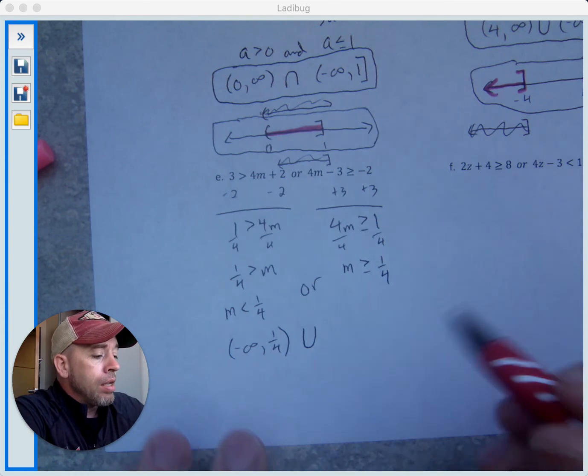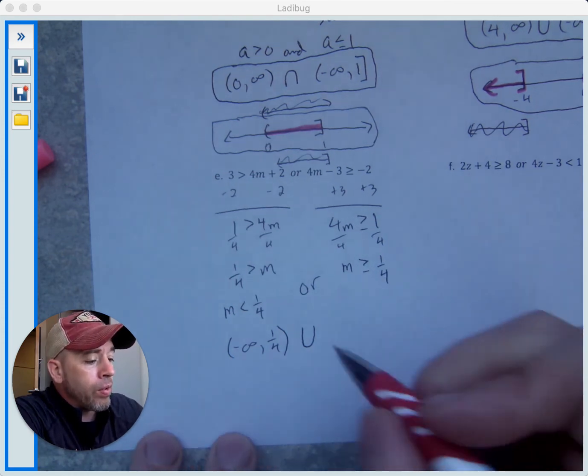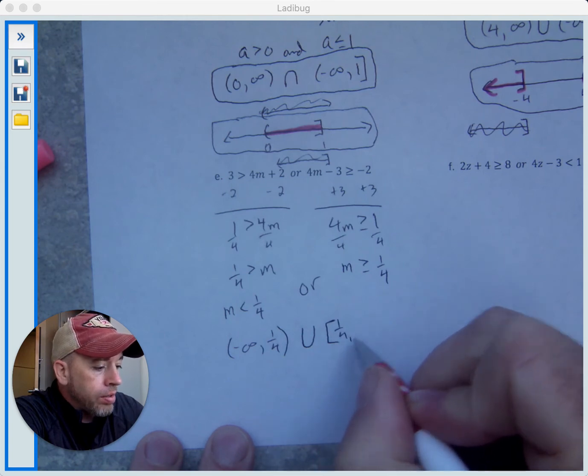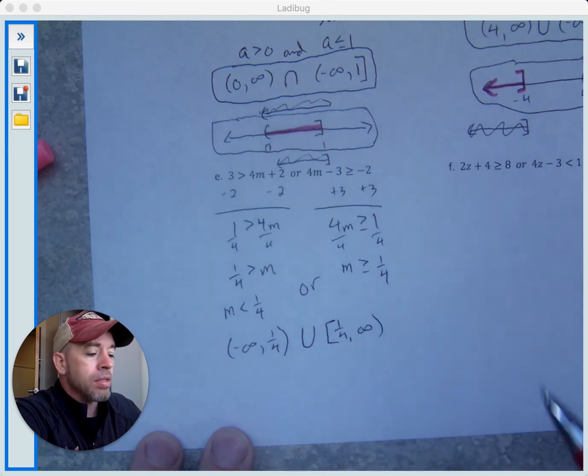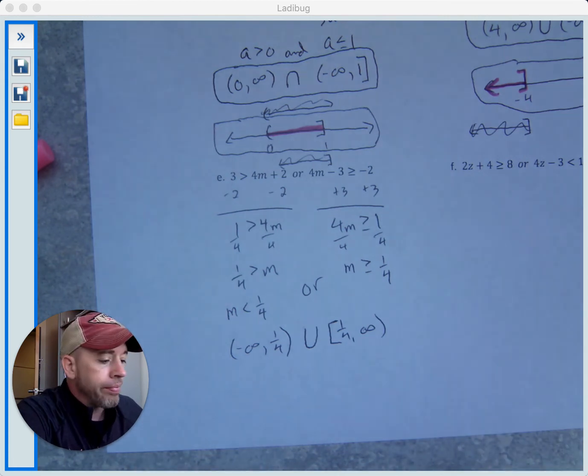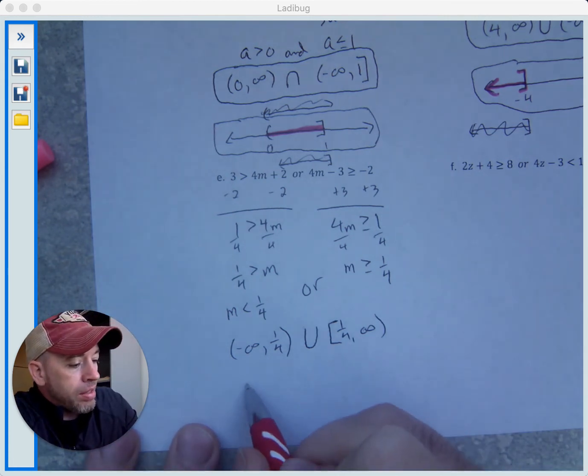But alright, so m is greater than or equal to 1/4. That's everything from 1/4 with a bracket to infinity. Bracket because we have an equal to bar, 1/4 is included. Alright, so on a number line, what's this look like?